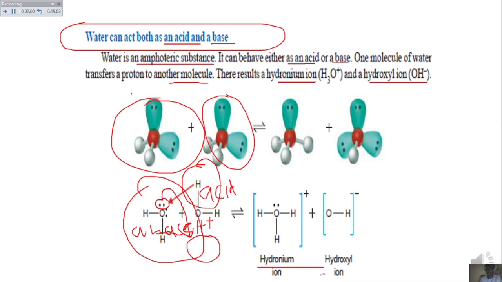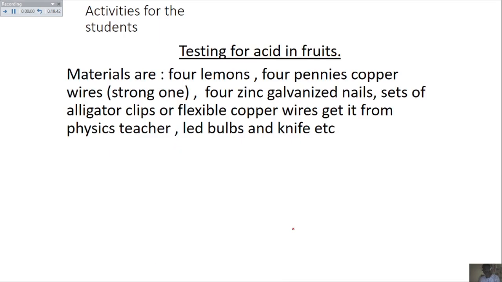It forms what we call the hydronium ion, meaning the hydrogen becomes H3O+. Because it accepts this particular proton, it carries a positive charge, while this one becomes a hydroxide ion, because it has lost its proton to this molecule of water. Because of this, we say water is an amphoteric substance, meaning it can behave as an acid and it can equally behave as a base. Good.